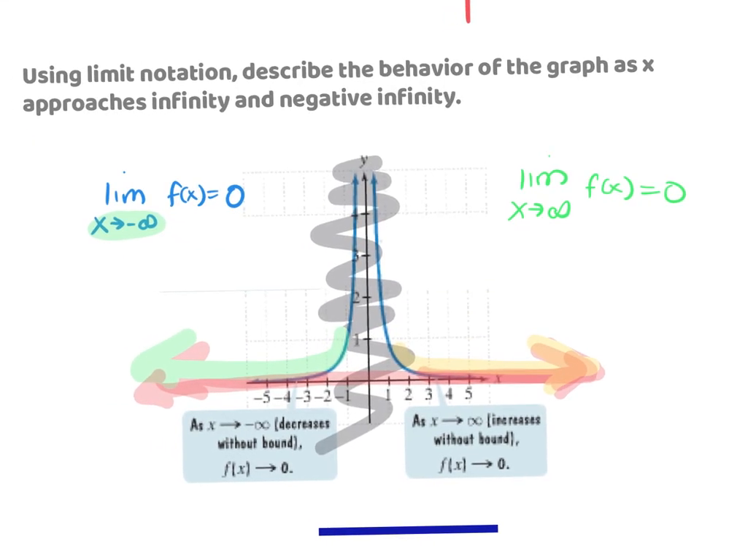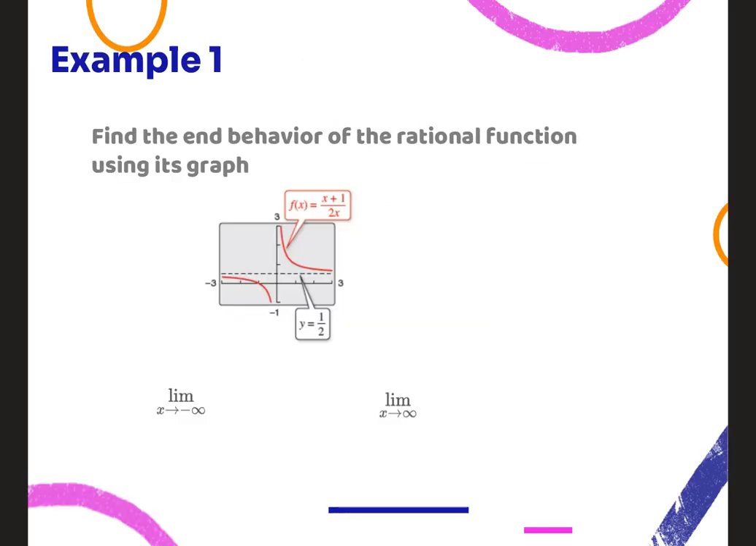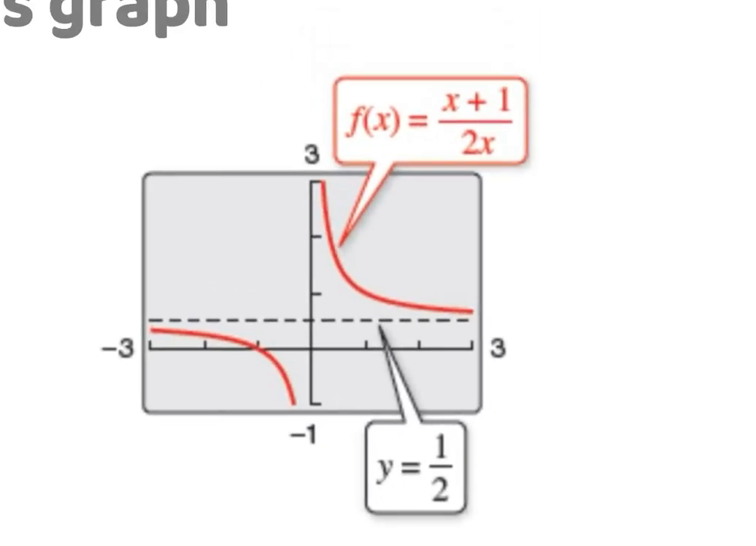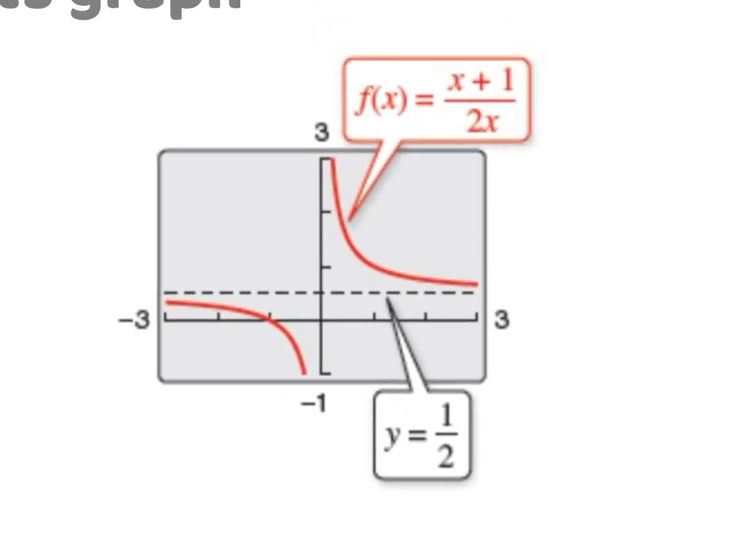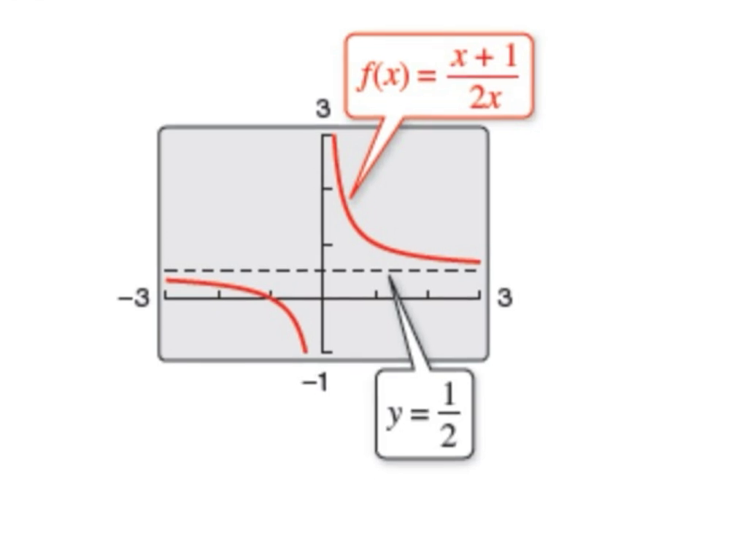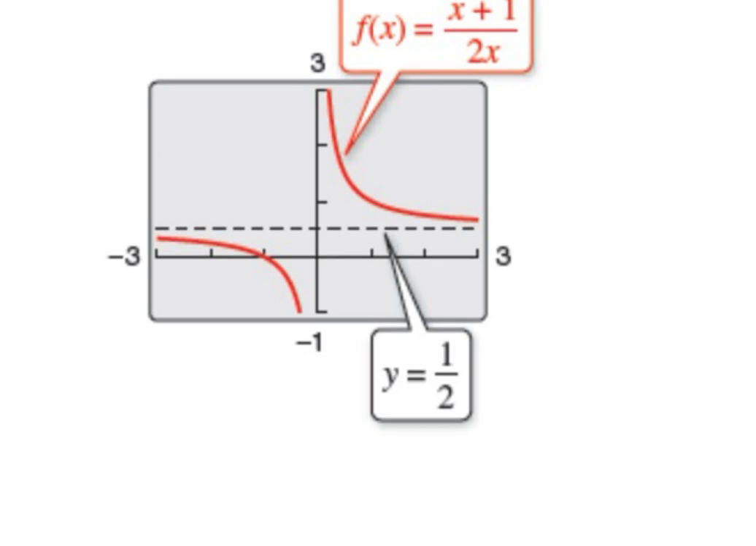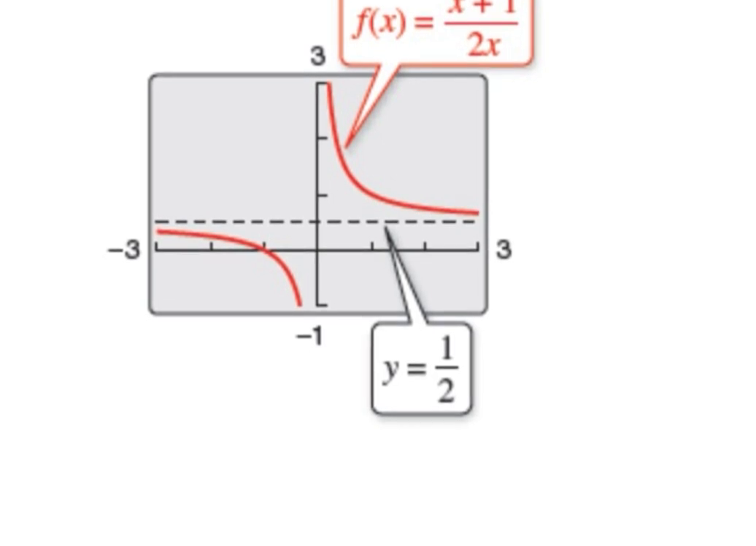So you can read these from a graph, and you can also read these from an equation, okay? So in this question, it says from the graph, use the end behavior of the rational function using its graph. So look at my rational function. They plotted it for you. So my equation is f of x equals x plus 1 over 2x. And what is on this graph, what is y equals 1/2? What is that dashed line?